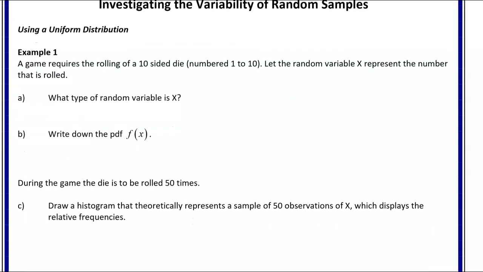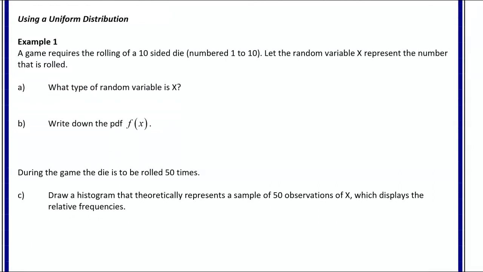So let's go with the first one. We've got a game that requires rolling a 10-sided die, and so we're interested in the number that is rolled, and I think I probably gave this away, what type of random variable this is. Be careful though, because in last year's WACE, if you did not write the actual type of uniform distribution, I think last year's WACE it was continuous, you did not get the mark. It asks for what type. So it's discrete uniform. Just writing uniform is not good enough.